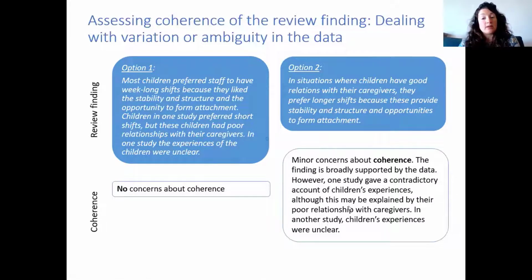And in one study, it wasn't clear, but the review finding doesn't explicitly detail all of that variation. So we would be transparent about that by saying we have minor concerns about coherence. And how you write your review findings will depend on your review question, on the method, on the purpose of your review, on the audience of the review. Okay, so let's have a look at that in iSoQ.